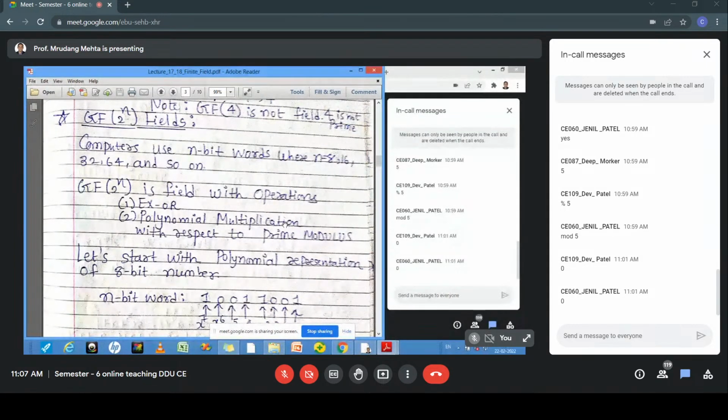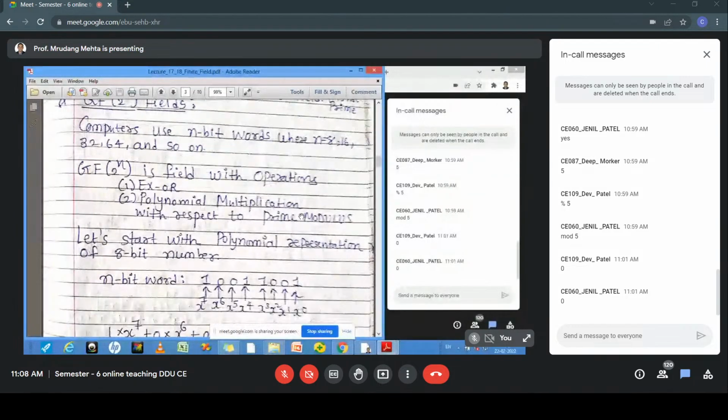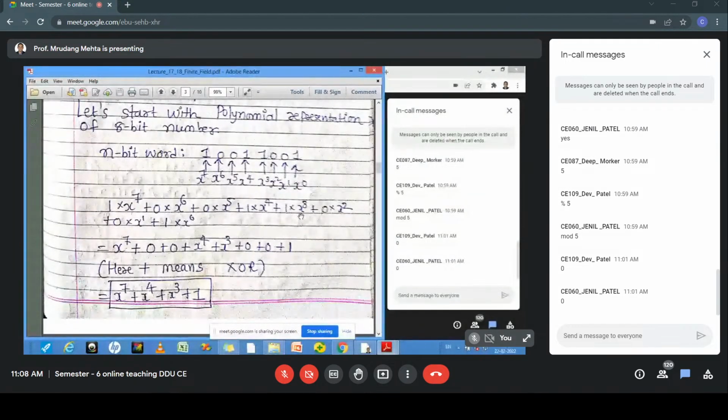And this modulus concept, polynomial concept, you have already studied in cyclic redundancy check in computer network. Have you studied that in computer network? Cyclic redundancy check.